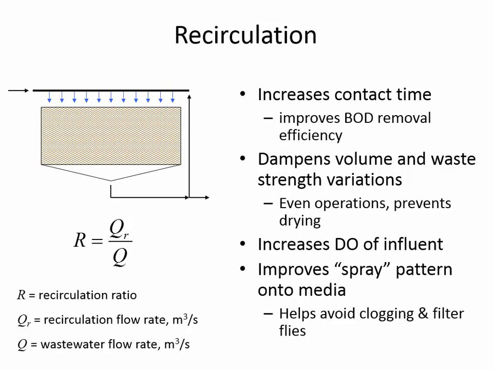No, the recirculation happens all the time, but you'd increase recirculation at night. So this ratio, Q sub R to Q, would vary during the day. During the day, your recirculation ratio would be lower than at night. At night, you'd have a lot of recirculation, just because there's not as much wastewater coming through.